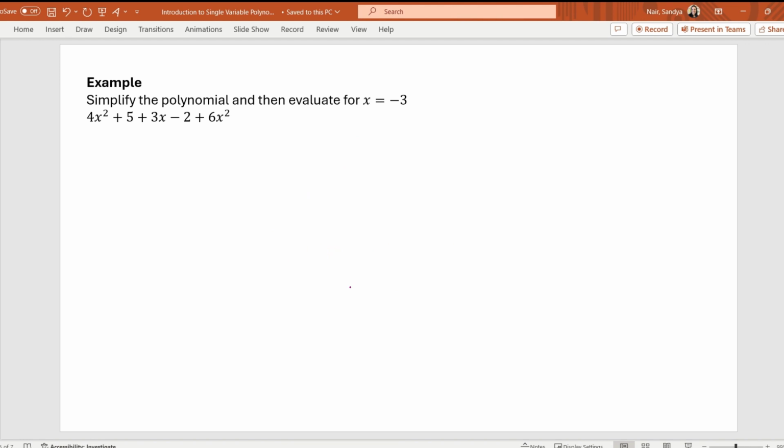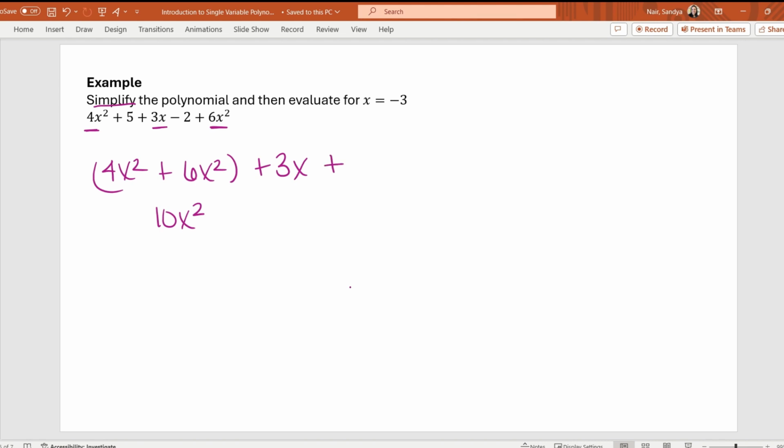Now let's try this problem. It says to simplify the polynomial and then evaluate for x equals negative 3. So there's two parts to this problem. The first part is to simplify, and remember, we do that by combining like terms. Here I have a 4x squared. The only other x squared term I have is 6x squared. So I'm going to combine 4x squared plus 6x squared, and that's going to give me 10x squared. And then I have plus 3x. There's no other x term, so I'm just going to write plus 3x.